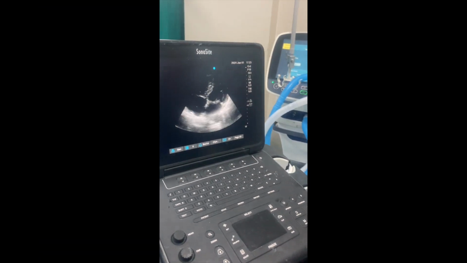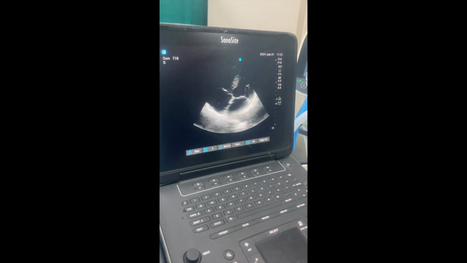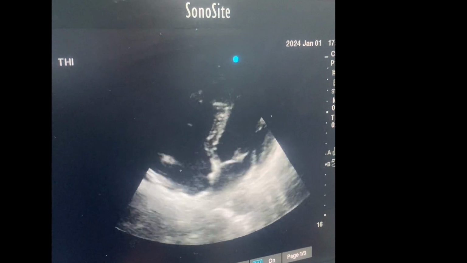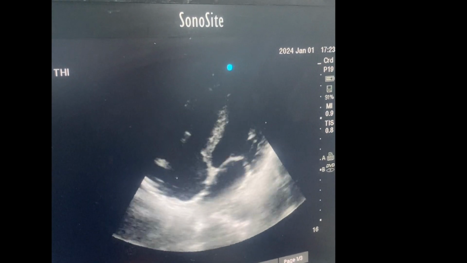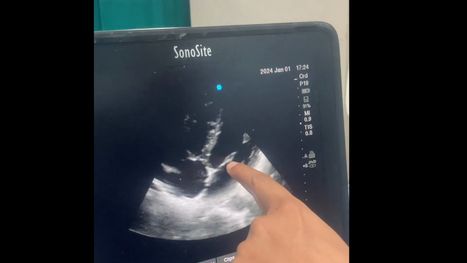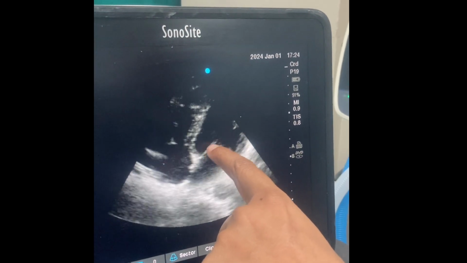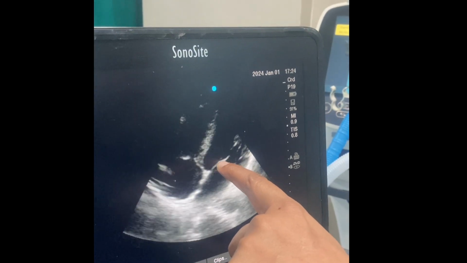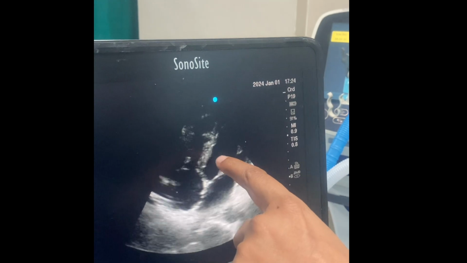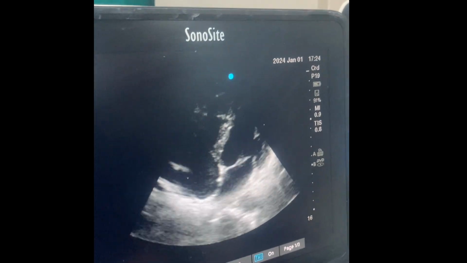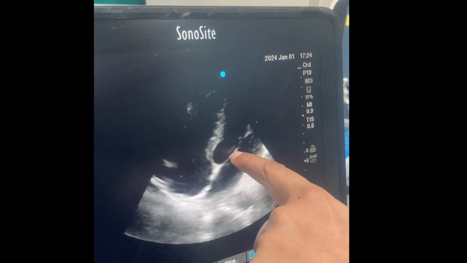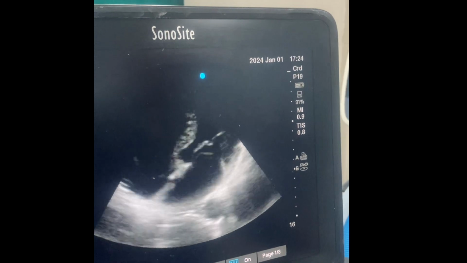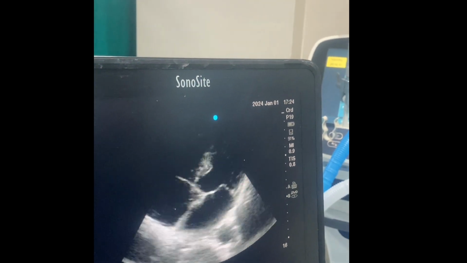First you have to get the apical four chamber view, and then you have to look at the left ventricular contractility, and second, you have to see the anterior mitral valve leaflet approximation with the interventricular septum. Here you can see the anterior mitral valve leaflet is touching the interventricular septum. So on the basis of these two findings, we can say that in this patient, left ventricular ejection fraction is in the normal range.